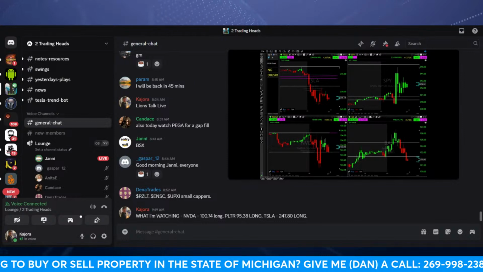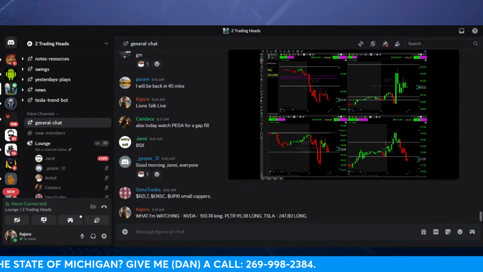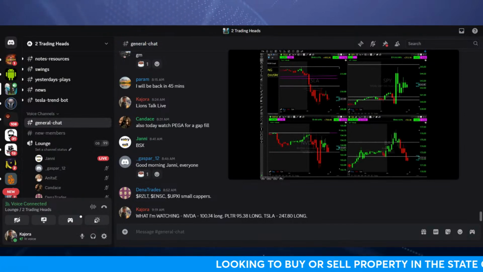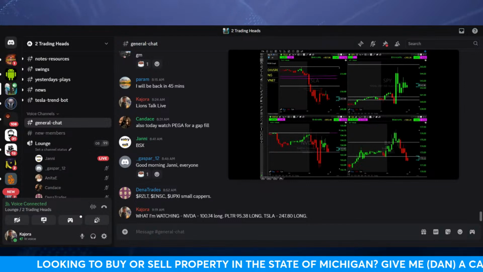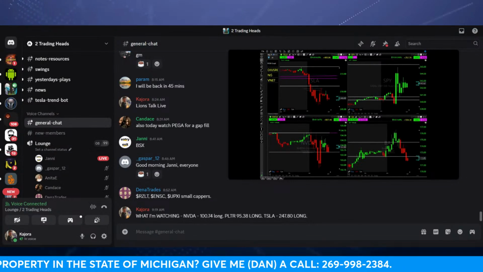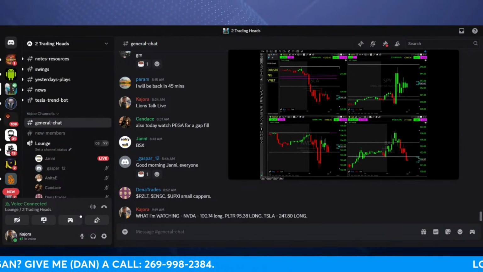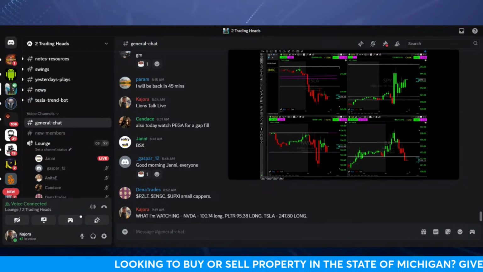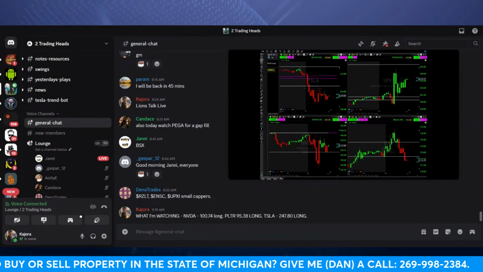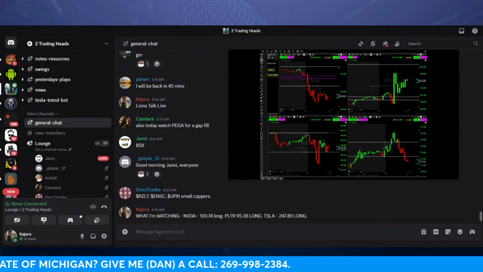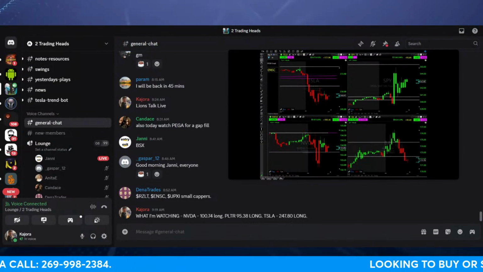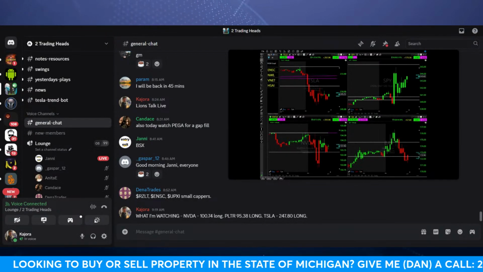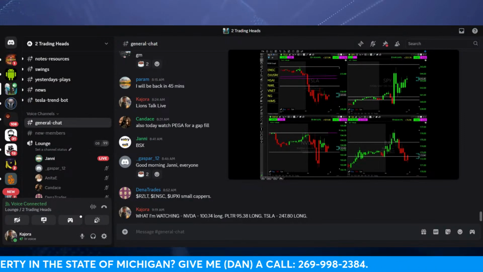Keep an eye on this APP up here. You are hitting resistance on APP at 267.16. Right now, SPY doesn't know what it wants to do.